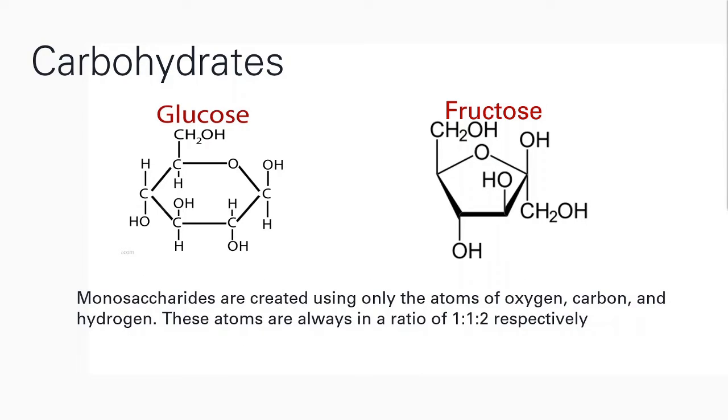Monosaccharides are created using only the atoms of oxygen, carbon, and hydrogen. These atoms are always in a ratio of 1 to 1 to 2, respectively.